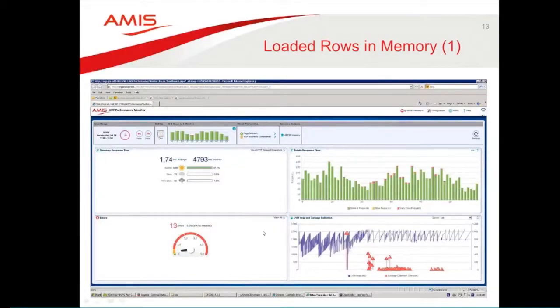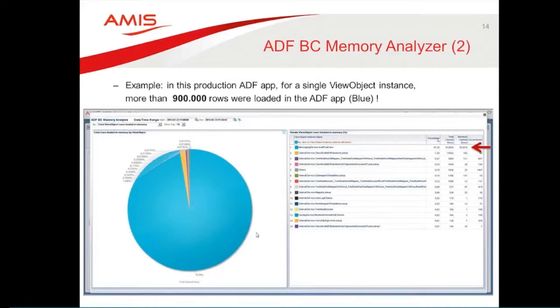You can also monitor the loaded rows in memory. For example, on the right bottom side, we do see a lot of warning signals, and this comes from an application in production. When we look at the memory analyzer, I'm not sure that everybody can see it, but the blue part is coming from an ADF business component view object that was loading more than 900,000 rows. And we can see at the right top how many rows it cached and loaded into the ADF application. And of course, this is not good for the memory consumption.